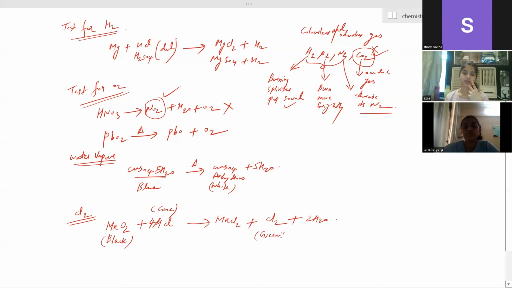That is not important. This is important: greenish yellow gas is formed. Any other test? Do you know the starch iodide test? Okay, that's fine. If we do this much also, it's fine.